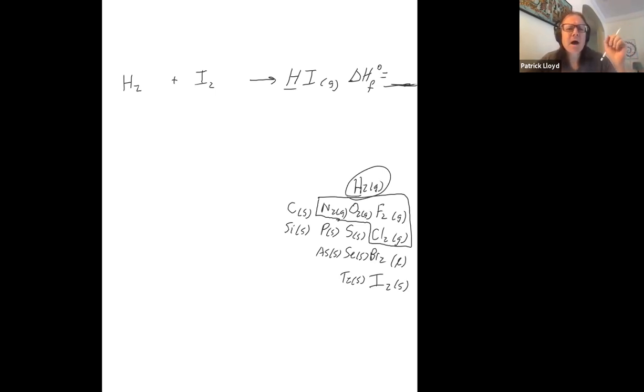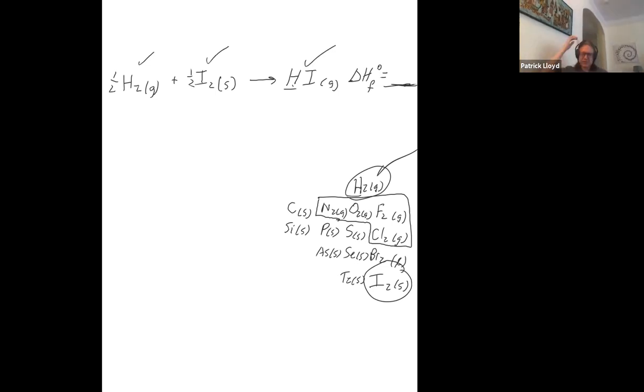Okay. How do we balance it? We want 1 hydrogen, so put a half. We want 1 iodine, so put a half. Okay, gas. Ooh, this one right here, that's the solid. So be careful with that one. That one's the solid. There you go. Okay. And there's your balanced equation. All right, so there's a few examples of that one.